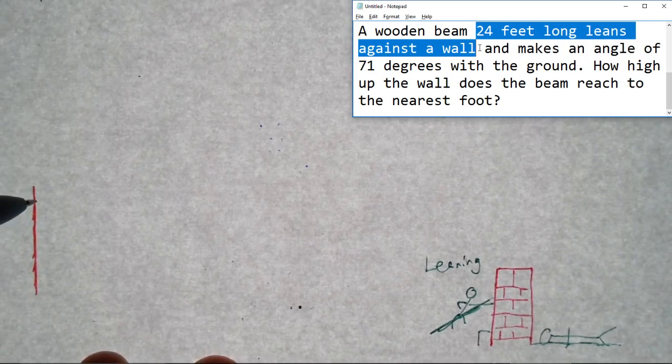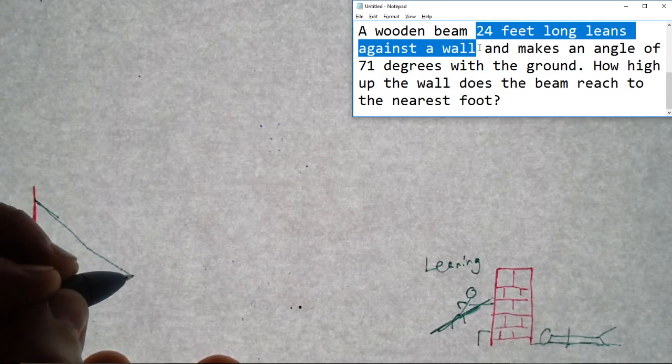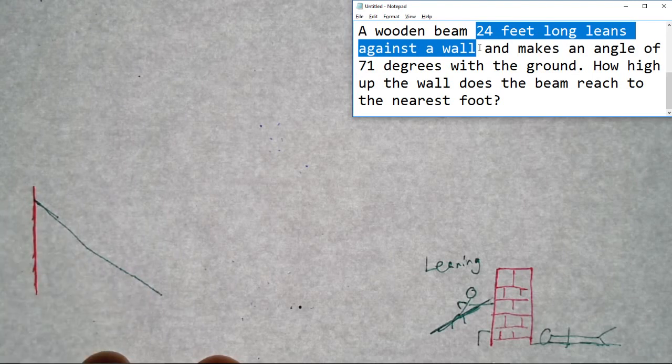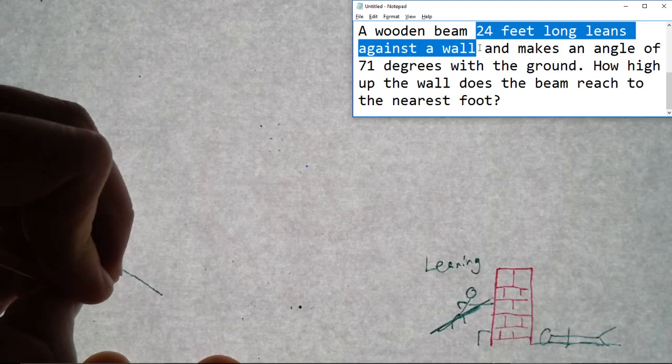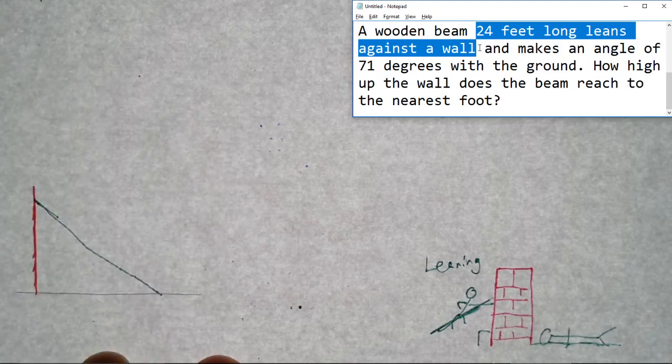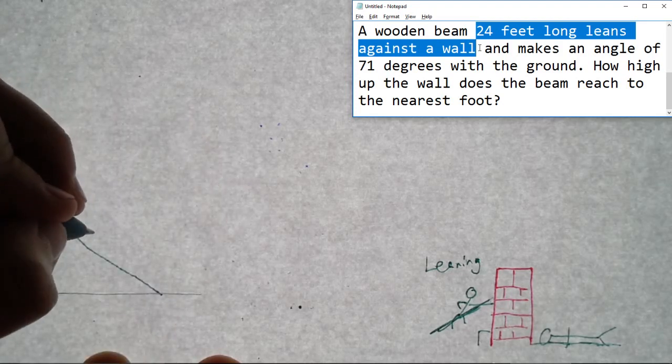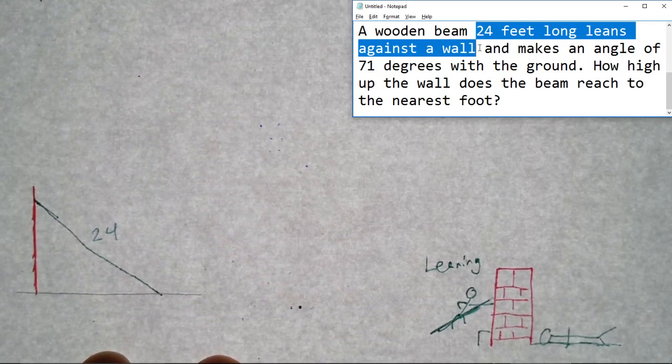So I'm going to have my wooden beam. I don't have a brown pen. It's going to be a blue wooden beam. I've got my wooden beam over here. And then here's the ground. I'll do that like that. Okay. This wooden beam is 24 feet long.